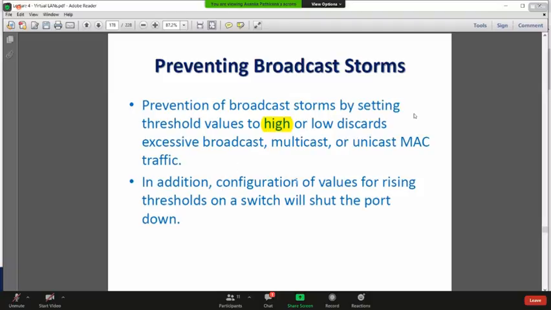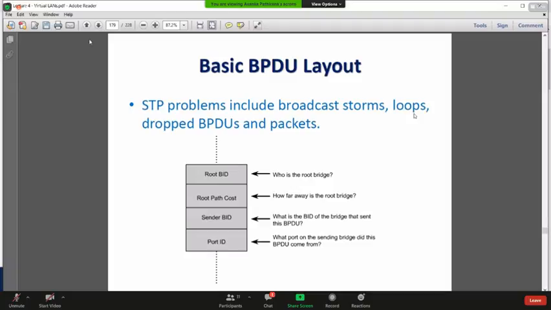So in addition, configuration of values for rising thresholds on a switch will shut the port down. So once it increases or goes beyond the threshold, then definitely the port is shut down to avoid the higher workload, right?